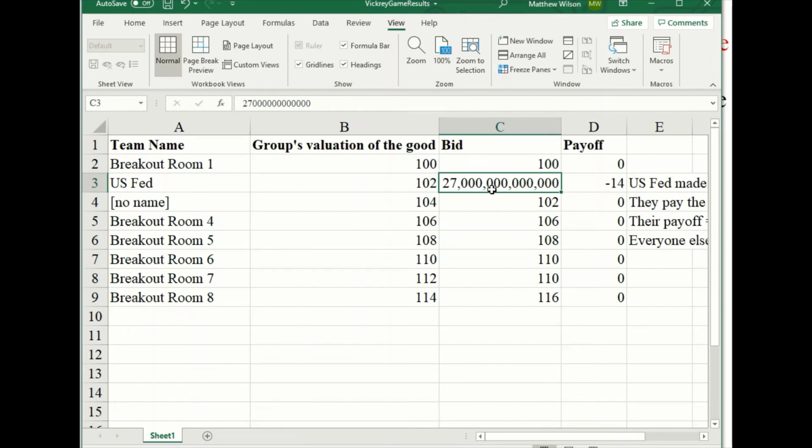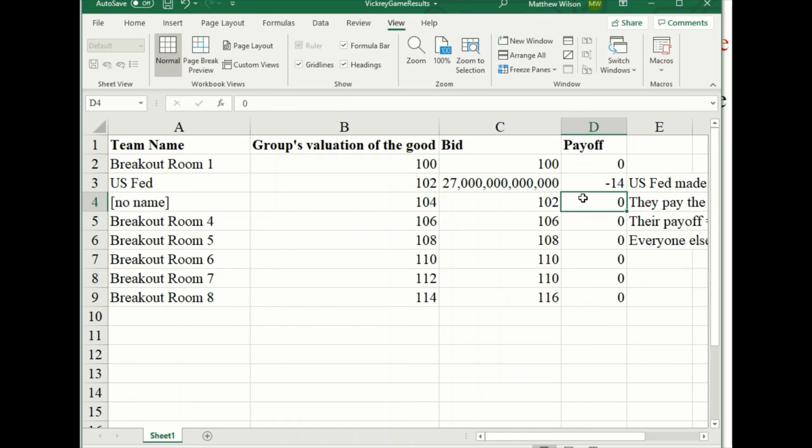So 27 trillion is the highest bid, but the second highest bid was 116. So they're paying that amount. They're paying the second highest bid. So they pay 116. So US Fed ends up paying 116 for an item that they think is worth 102. So 102 minus 116 comes out to -14. So that's their payoff. The payoff for all the other groups is going to be 0 because they did not win the auction, but they also don't pay anything.